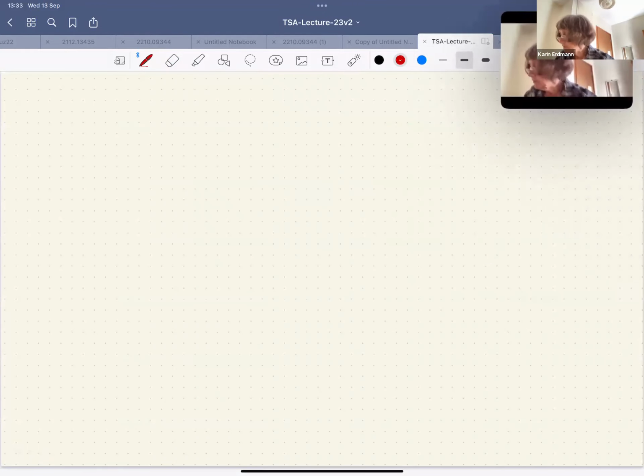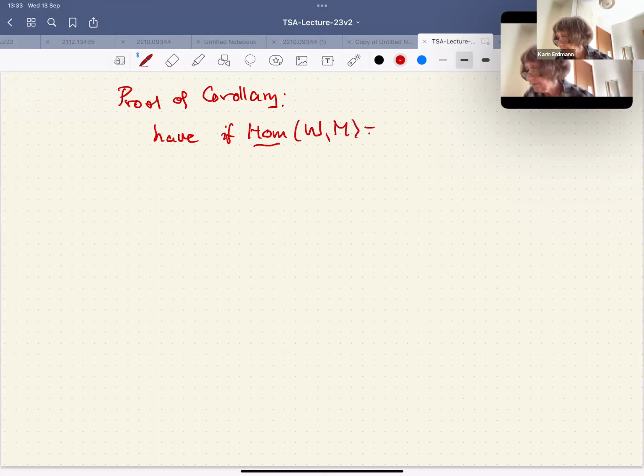Okay, so what do we want? A proof of the corollary. So we have, if the stable homomorphisms from W to M is 0, then top M is isomorphic to soc M, right? Okay, and so the claim is that M is omega periodic.